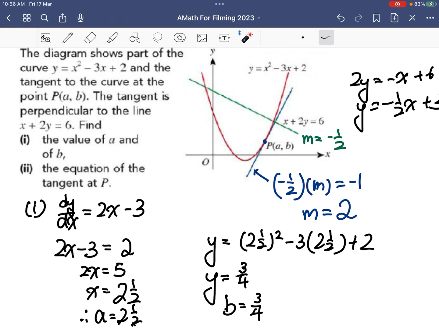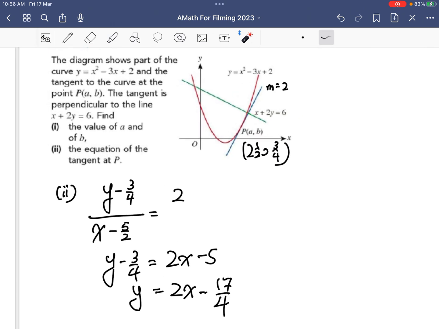To find my y value, I use the equation of the curve itself. I substitute in because the equation of the curve will relate x and y. So I will get my y value to be 3/4. And this y value corresponds to the b over here. So b is 3/4.